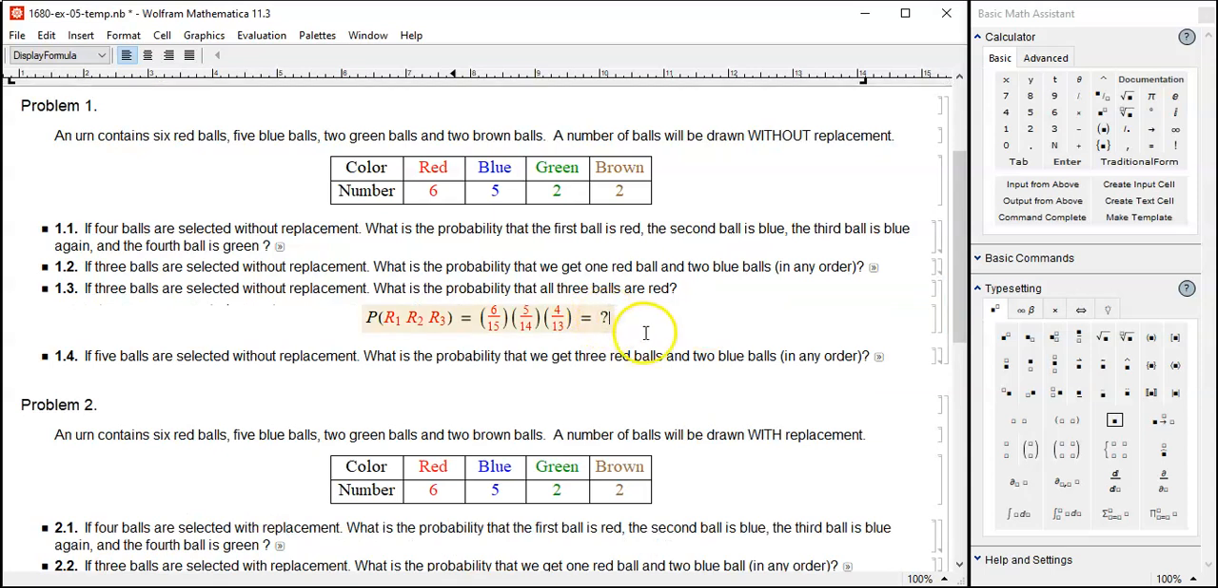Just the use of the multiplication rule. And of course I changed the numbers accordingly, so this is not the answer for the homework problems, but you can get back to that. We want three balls without replacement, all red, so 6, 5, 4 dropping, 15, 14, 13, and again it's the multiplication rule.